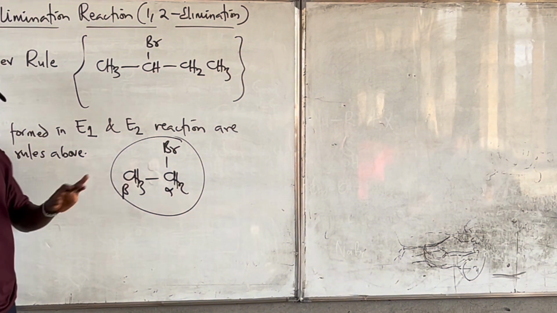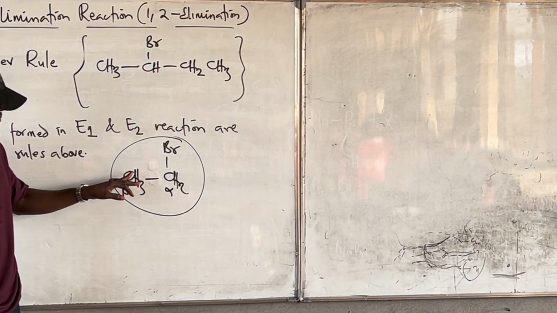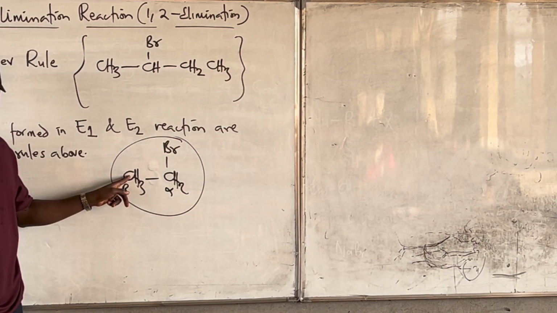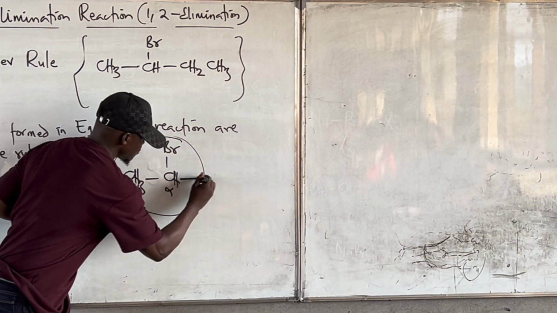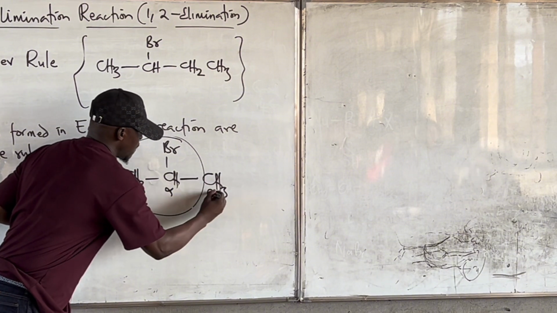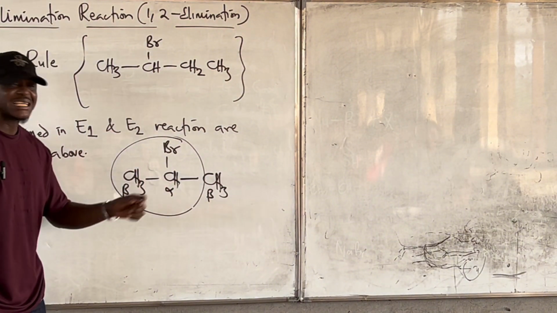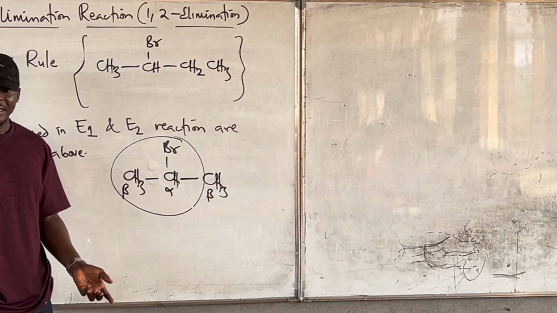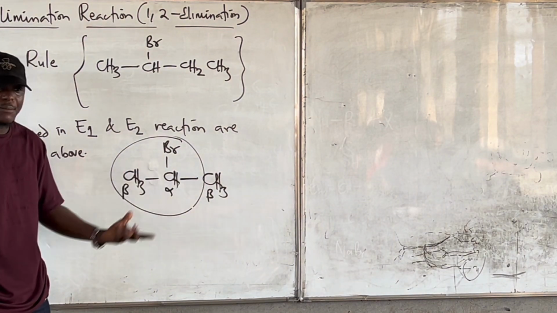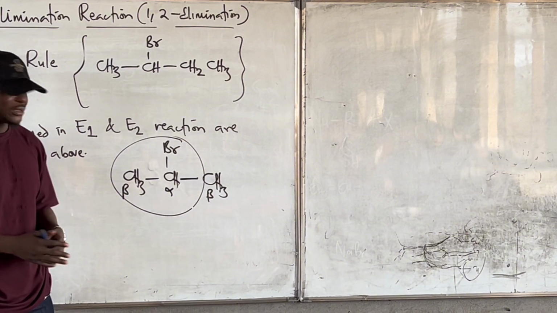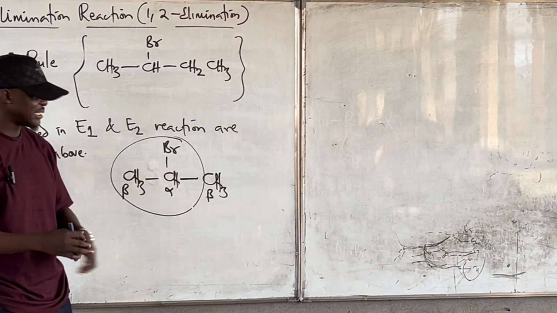So in this case, this guy will only give us one product because we only have one beta carbon. If I put CH3 here, this guy will also give us one product because these two beta carbons are equivalent, right? Yes, we have two beta carbons, no doubt, but are the two of them different? No, they are the same. So taking H from here is the same thing as taking what?